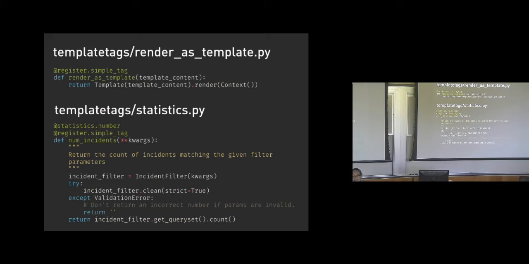This is the sort of simplest one. It accepts a bunch of keywords to filter incidents by, and it tells you how many incidents match those keywords. And you can see here we have a utility class called incident filter, which is where we abstracted all of the complex filtering behavior that this site supports, and we use it here in this template tag.